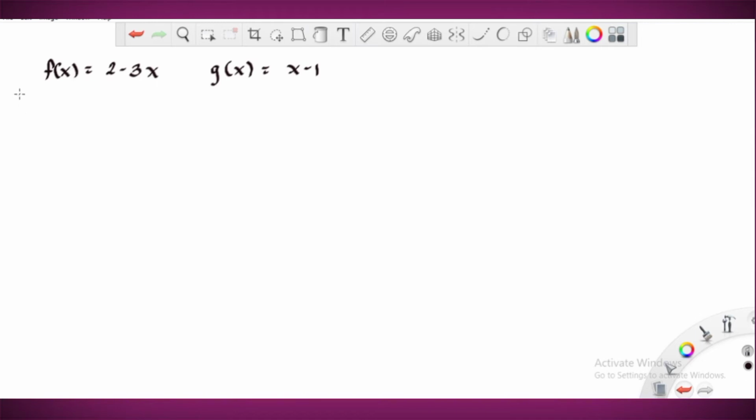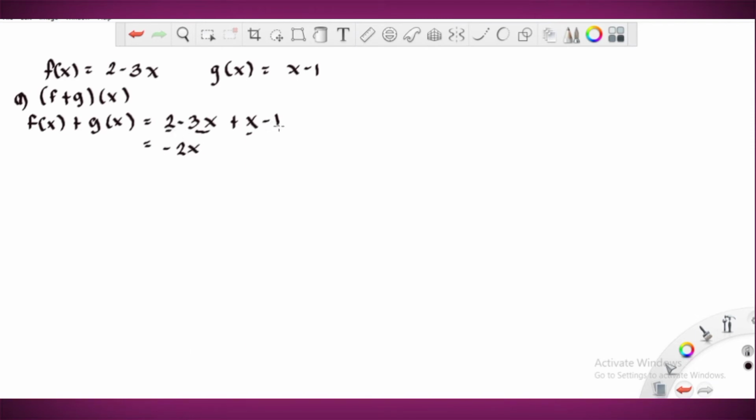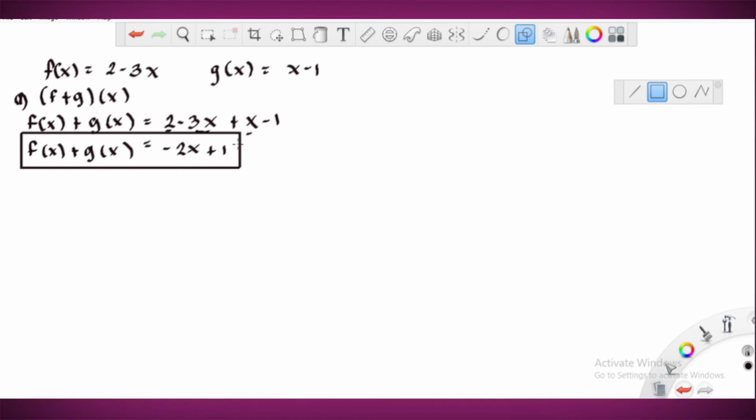Let's first have the sum. So, addition. So, let's get f plus g of x. So, again, this is equivalent to f of x plus g of x. Substitute the values. F of x is 2 minus 3x. Plus, ano bang g of x natin? X minus 1. Combine like terms. Ito, negative 3x plus x, it's equivalent to negative 2x. And then 2 minus 1 is 1. So, therefore, f of x plus g of x is equivalent to negative 2x plus 1.